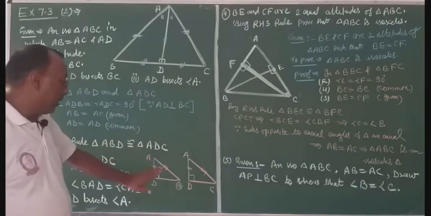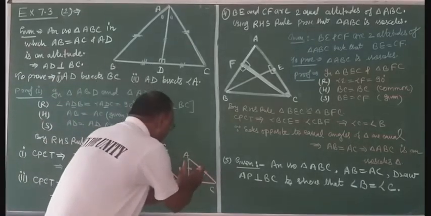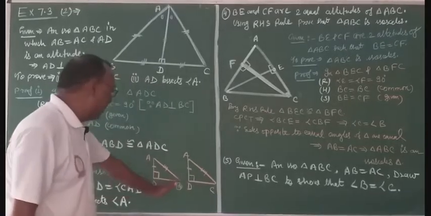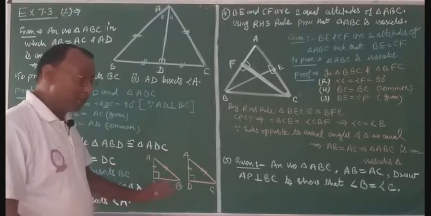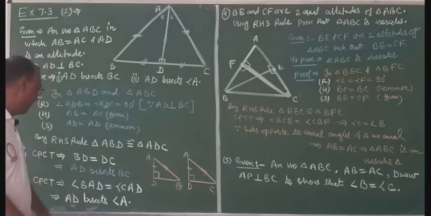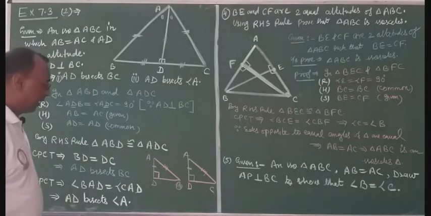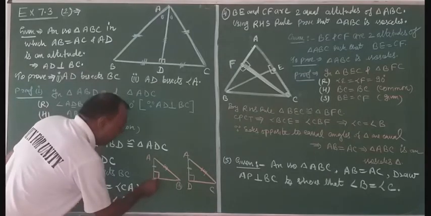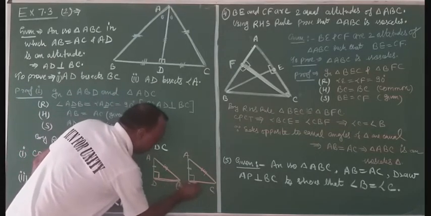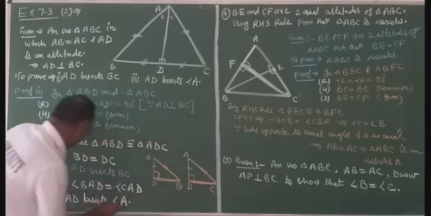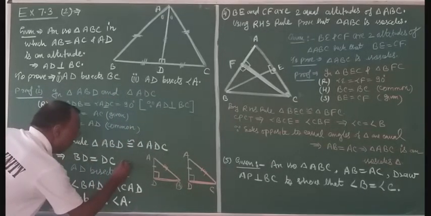Now then what will happen? If you place this over this, triangle ADC will overlap ADB. So that is the meaning of CPCT. Now just look here, what will happen? By CPCT, can you tell me now, is side BD equal to DC or not? Yes. So this we have to prove.